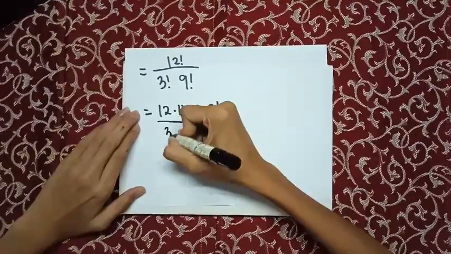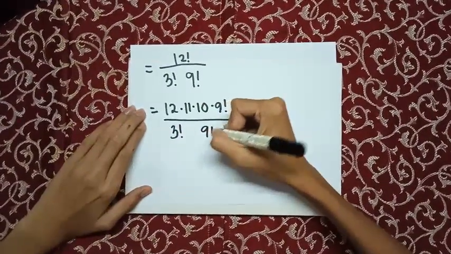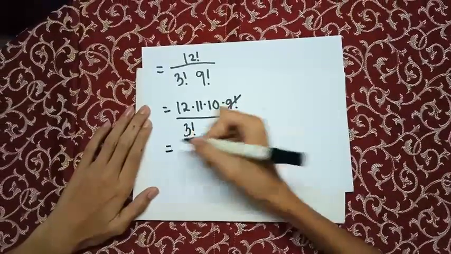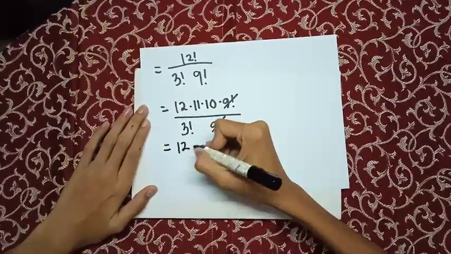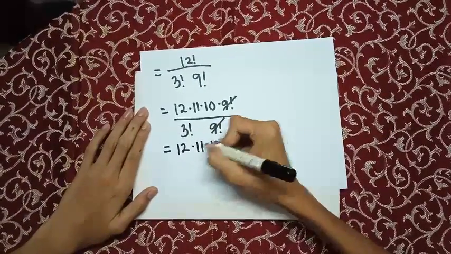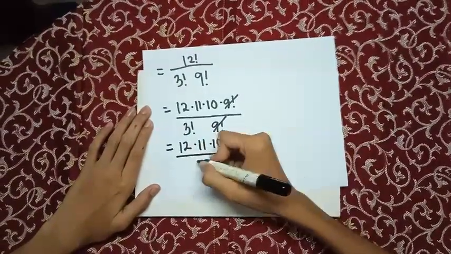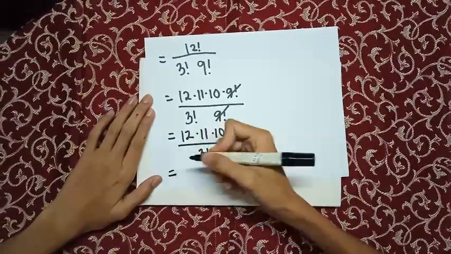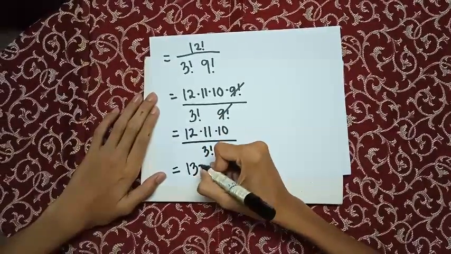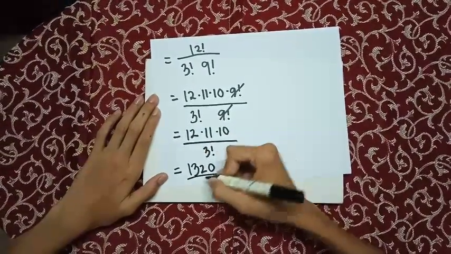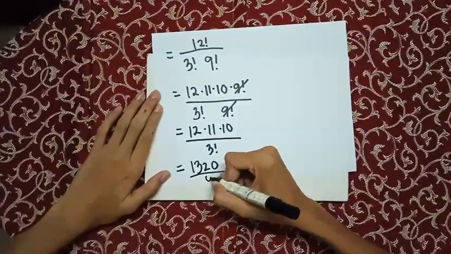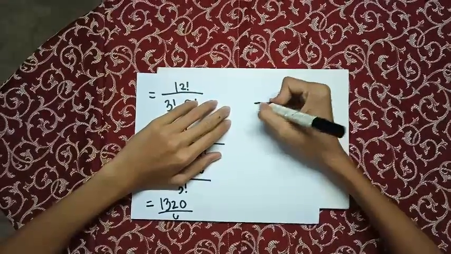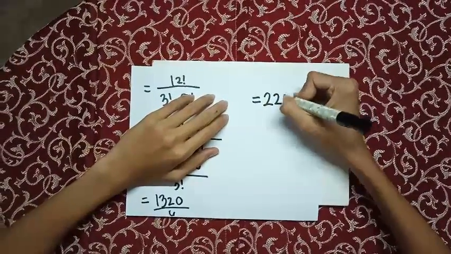Let's cancel 9 factorial. Now, the equation will be 12 times 11 times 10 all over 3 factorial. Now, it is equal to 1320 over 6. That is equal to 220.